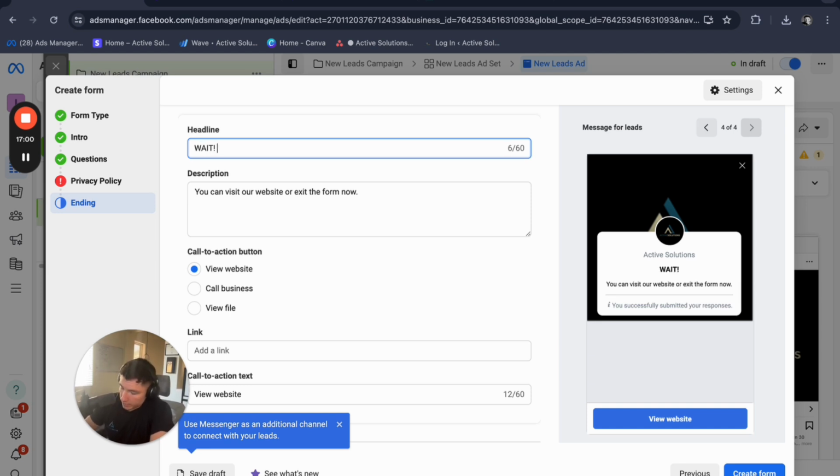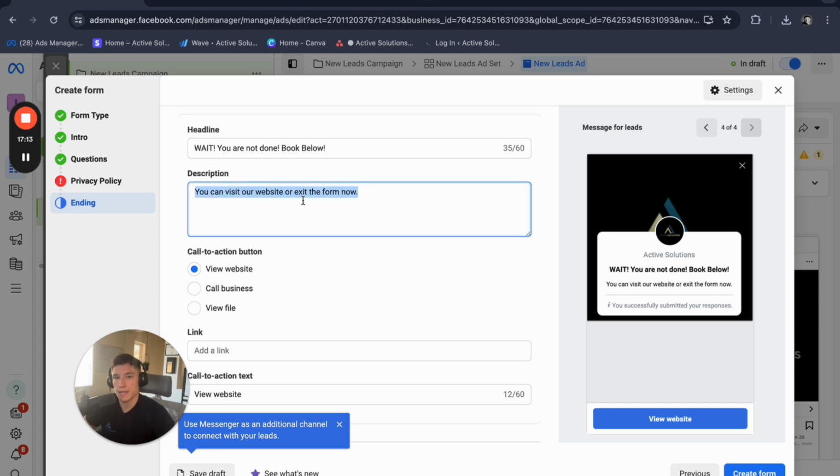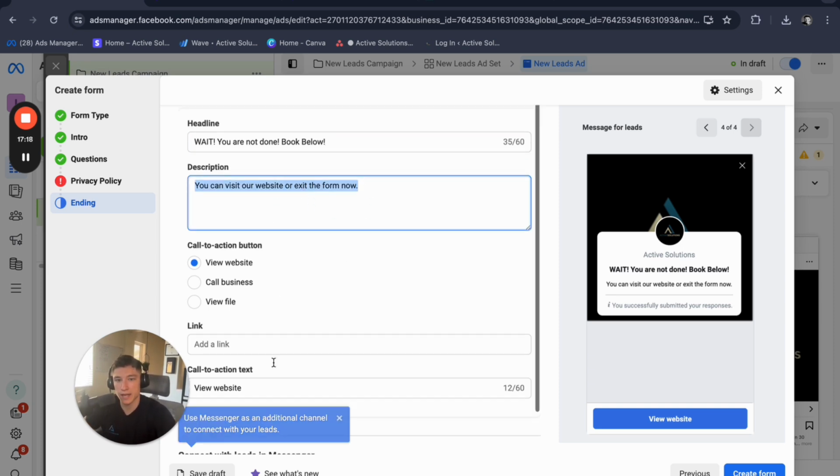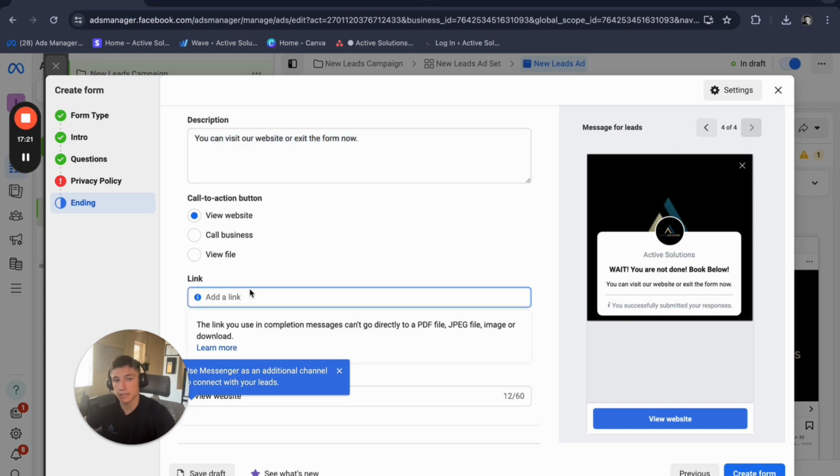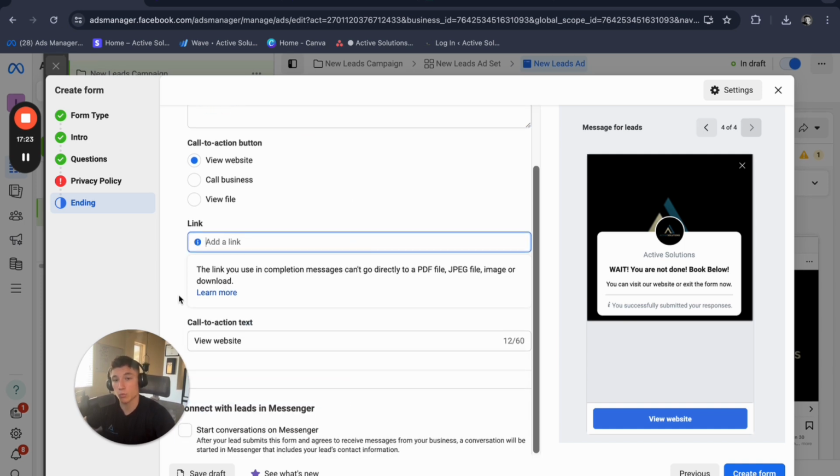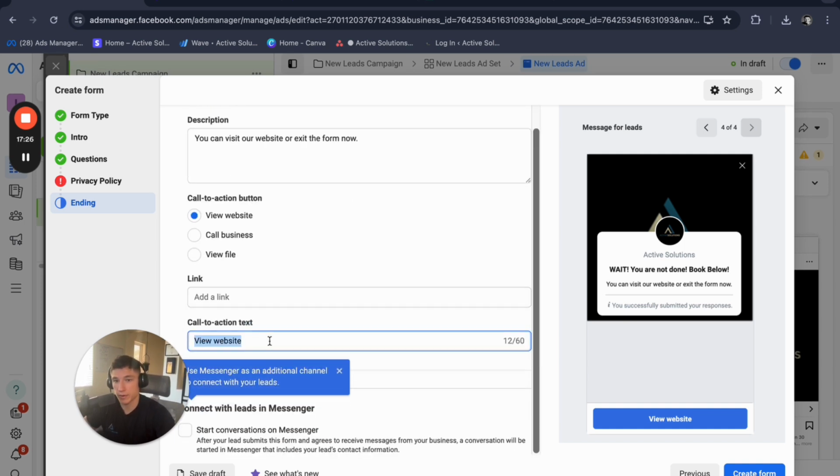So you want to say, wait, you are not done, book below, right? Something like this. And then say, each person must undergo a short consult before they are considered for this offer, right? Something like that here. And then you want to paste a booking link right here, because you will get 20% of people to book right away just by putting it right here. And then you want to have a huge call to action, book now, all caps.